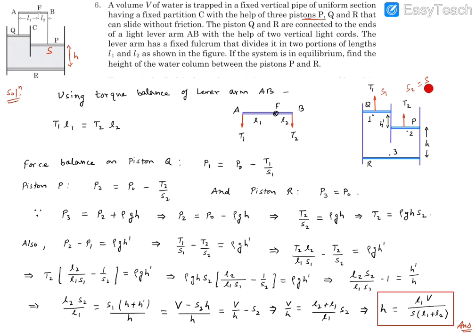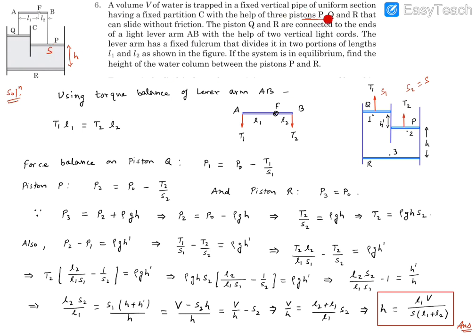But we know this S2 is what? S. So the final answer is the height on this right side, that is between P and R pistons, is going to be equal to V L1 divided by S, the cross section, within bracket L1 plus L2. So that's our final answer. Look at this. In this final answer, we require this S. And this S is the cross section area of this piston P. That's why I said this piston P's cross section area is not printed over here. Later on it has been updated. So this must be given to us.